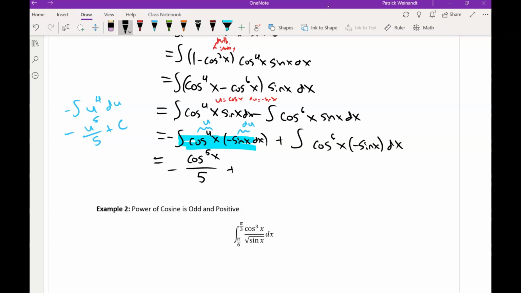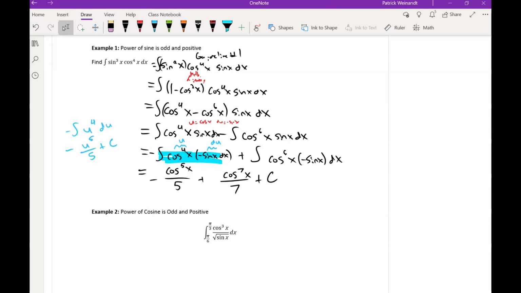It's going to be plus u to the 7th, or our u is cosine of x to the 7th over 7, and I guess I should put that in parentheses, or I should just write it instead as cosine to the 7th of x over 7 plus c. So basically, and that's all that one's going to take, what we want to do here is get it so it looks like something that we can apply the power rule for. Now, that was if sine is odd and positive.